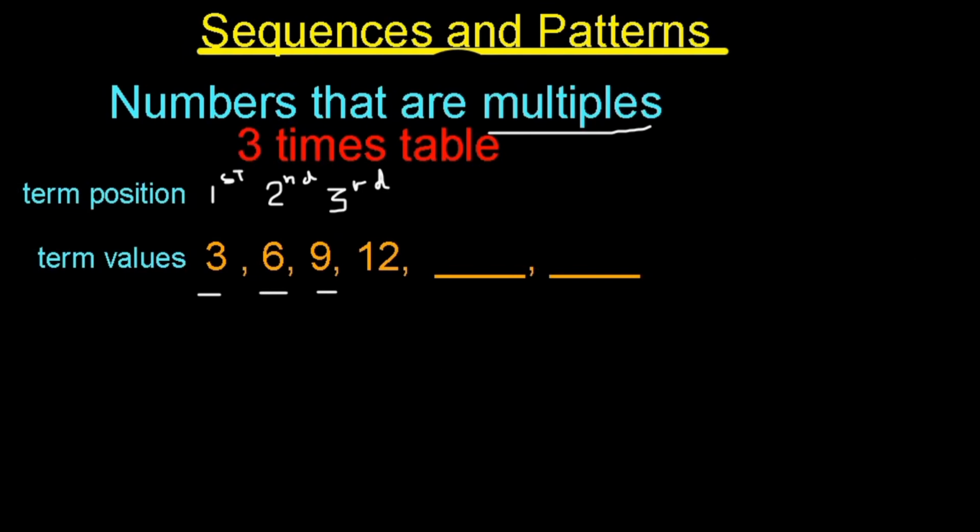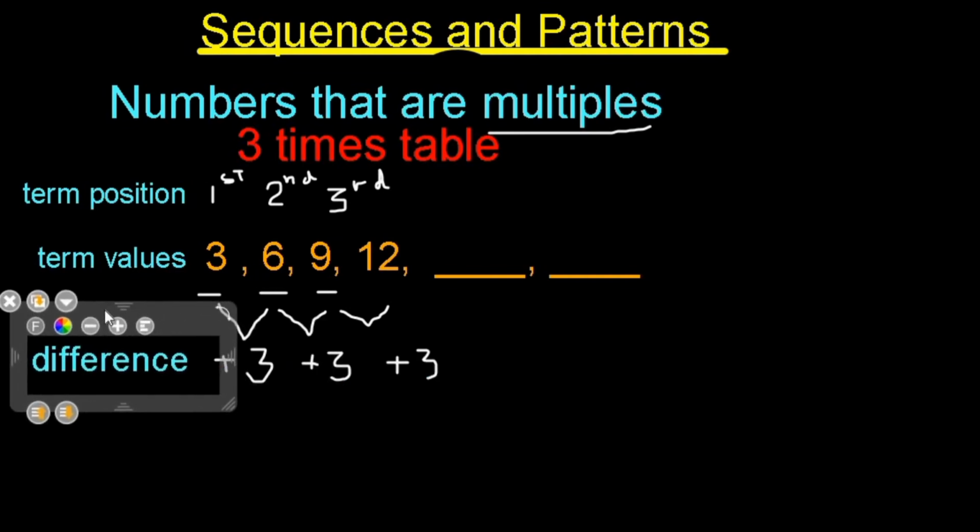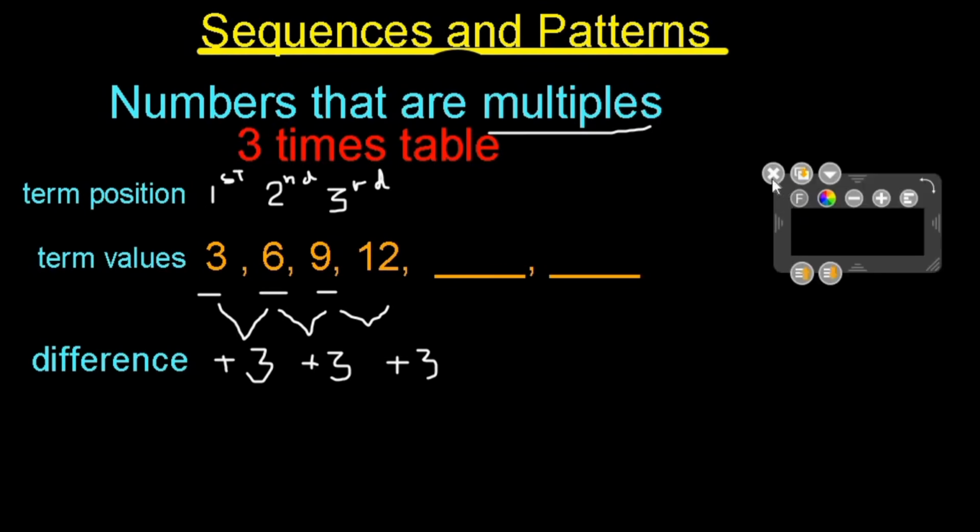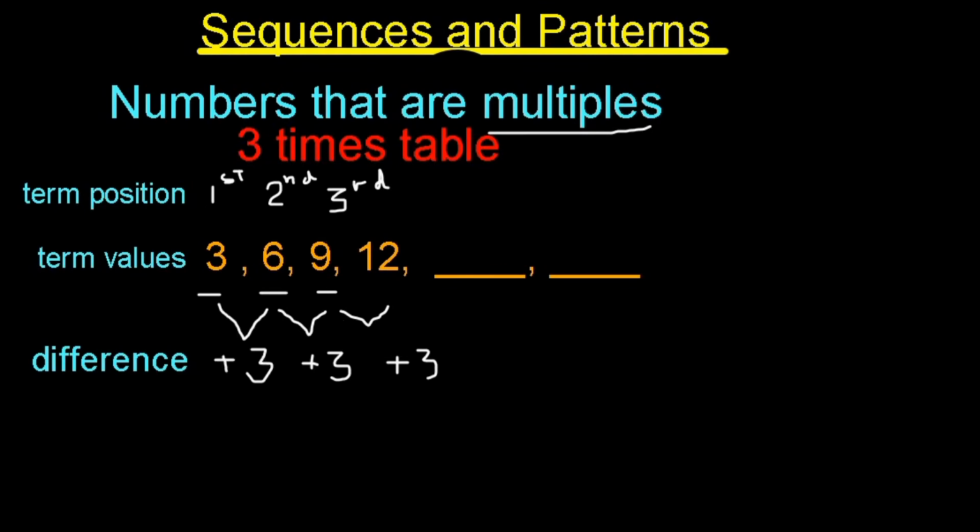Now one very important mathematical terminology is the difference. What is the difference between the first two terms, 3 and 6? The difference is plus 3. 3 plus 3 is 6. 6 again plus 3 is equal to 9. And 9 again plus 3 is equal to 12. So we can see that the difference between the consecutive terms is the same, plus 3. So we are going to call it the difference.